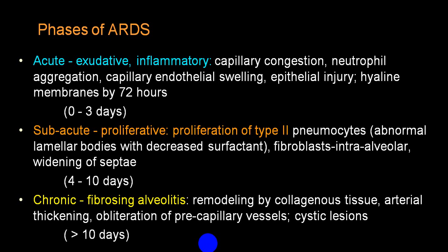So we basically divide into three big groups: acute, subacute, and chronic variety. In acute, there is an exudative inflammatory exudate. It leads to capillary congestion, neutrophil aggregation, capillary endothelial swelling, epithelial injury, hyaline membrane, etc., and it will last for about 3 days, 72 hours. As far as the proliferative stage is concerned, or what we call the subacute stage, now you get pneumocytes, abnormal laminar bodies, which decrease the surfactant. There is fibroblast formation and intra-alveolar widening of the septa, which lasts for 4 to 10 days. And then the person goes into what we call fibrosing alveolitis, or chronic fibrosing alveolitis, meaning there is remodeling of the collagen tissue, arterial thickening, obliteration of precapillary vessels, cystic lesions, etc., which starts after 10 days.